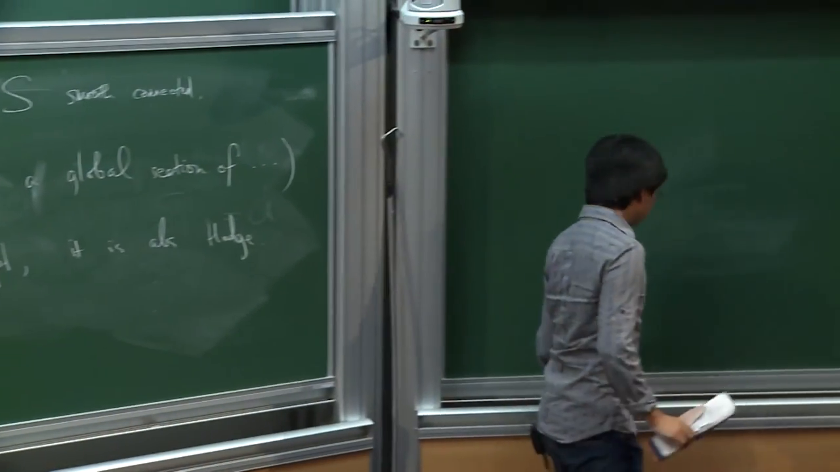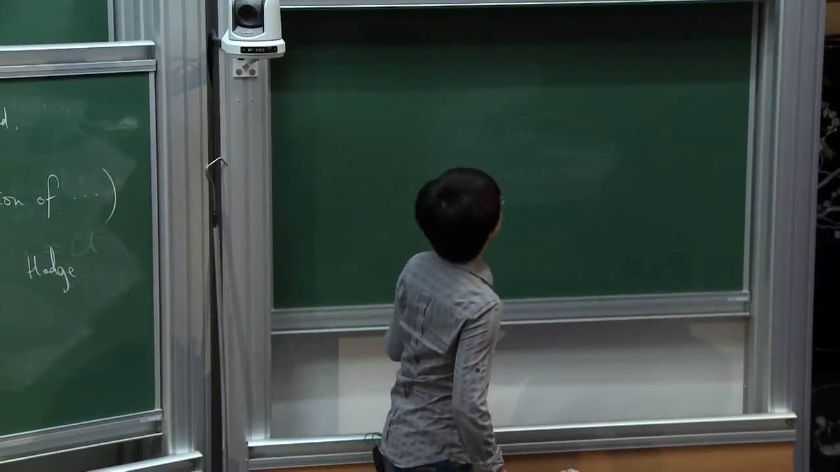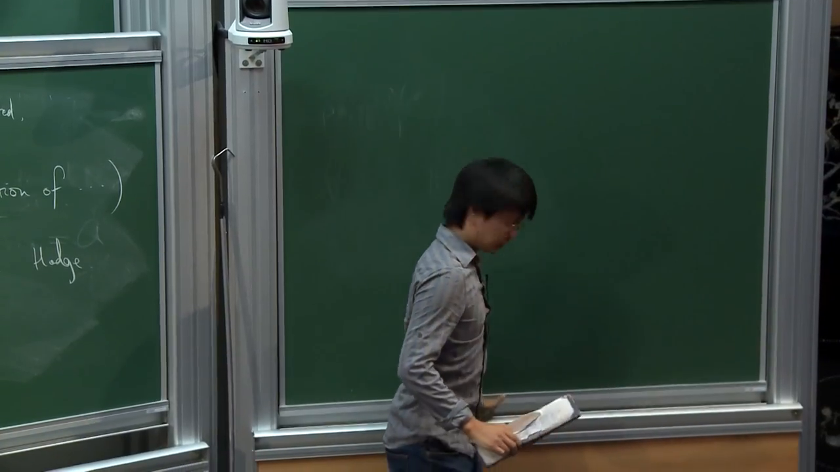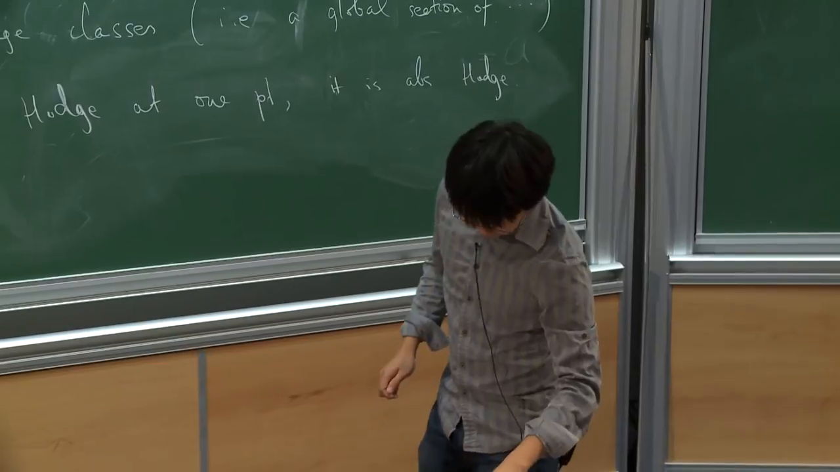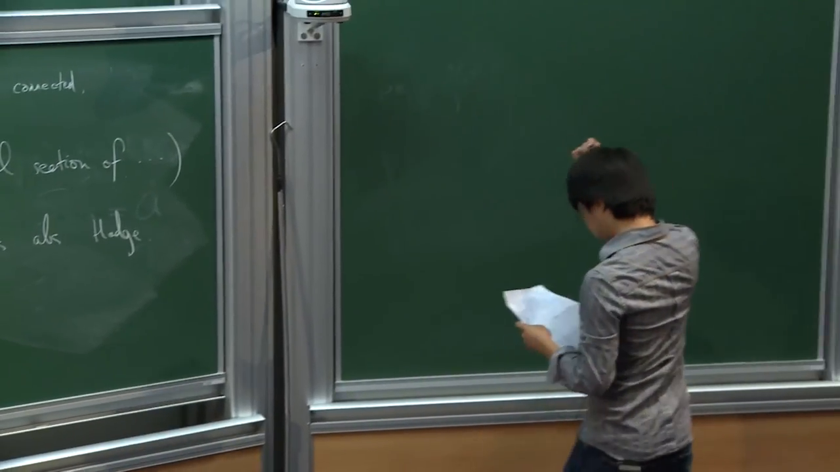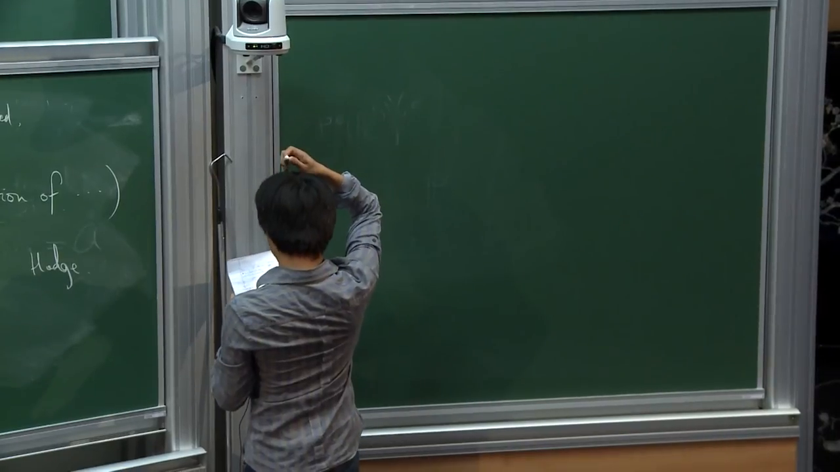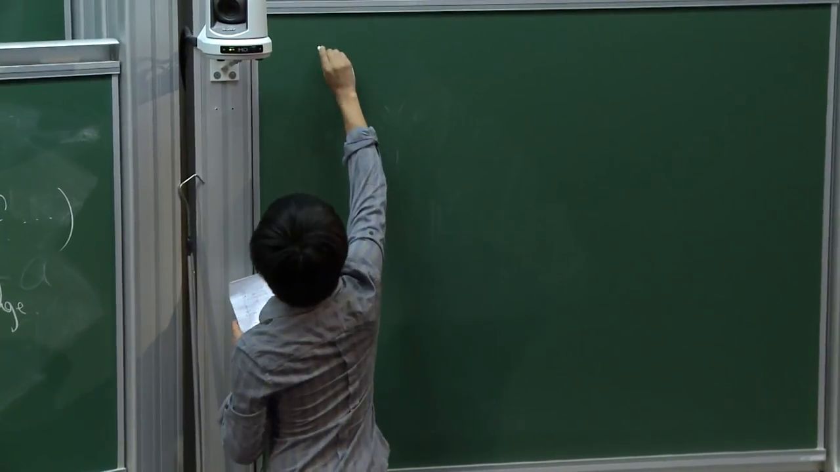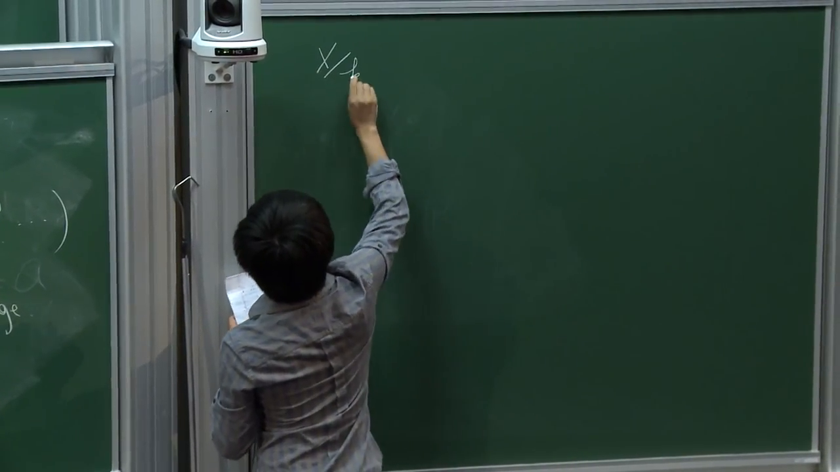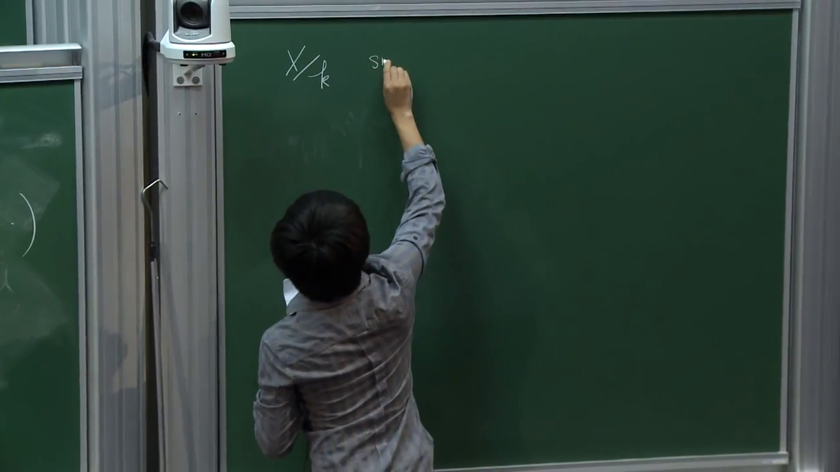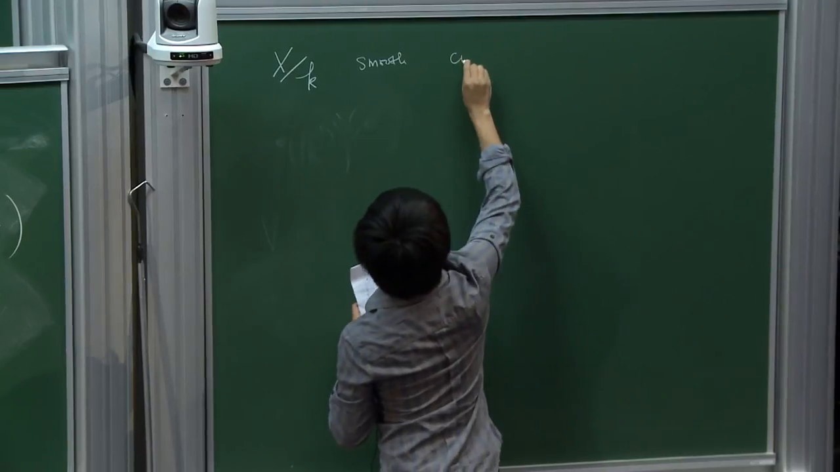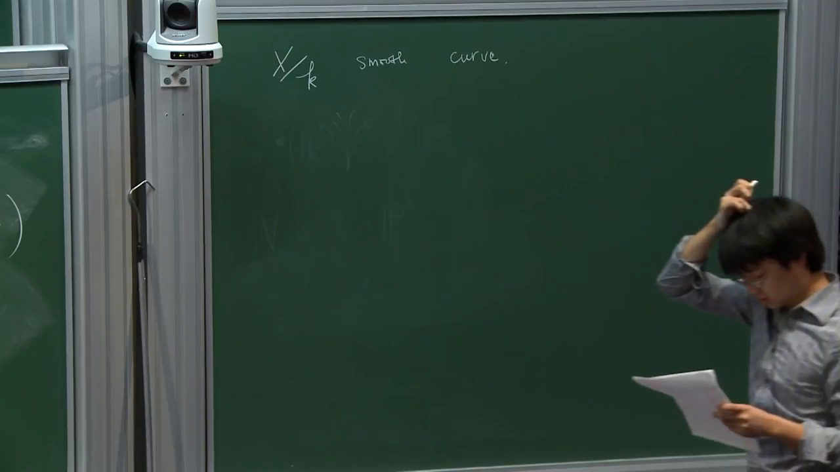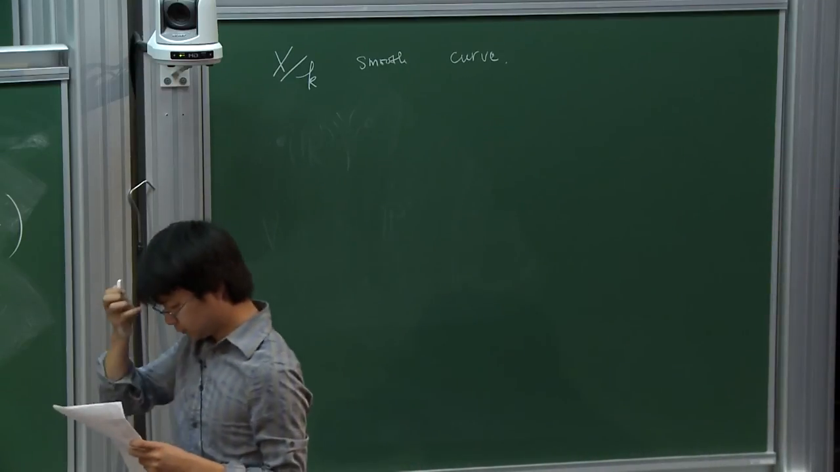There are two ingredients needed in this proof. Let me see the first one. The first one is we need the pro-étale topology on the rigid analytic variety and the perfectoid sheaves introduced by Peter Scholze. Now let me assume X over K is a smooth, maybe a curve. To prove the theorem, I can assume X is a curve, but you can just save the notation.